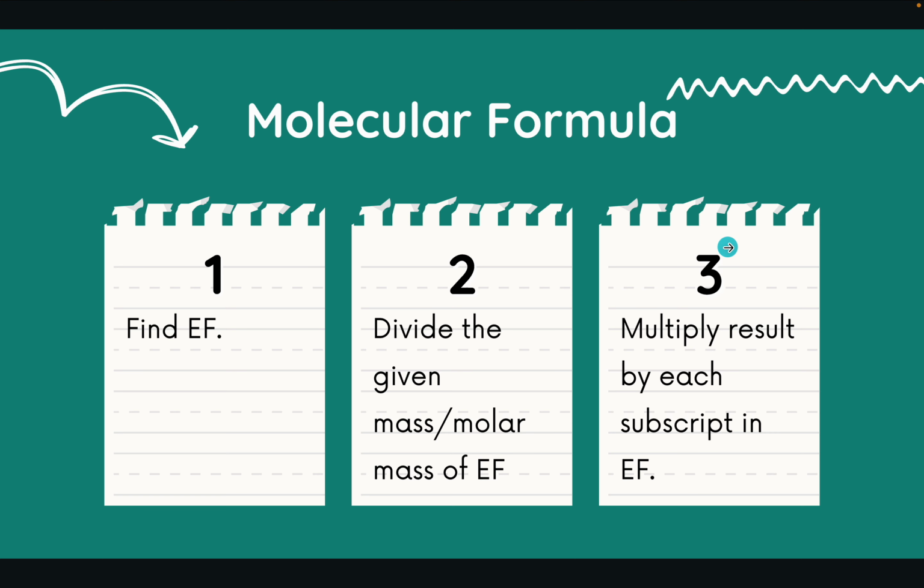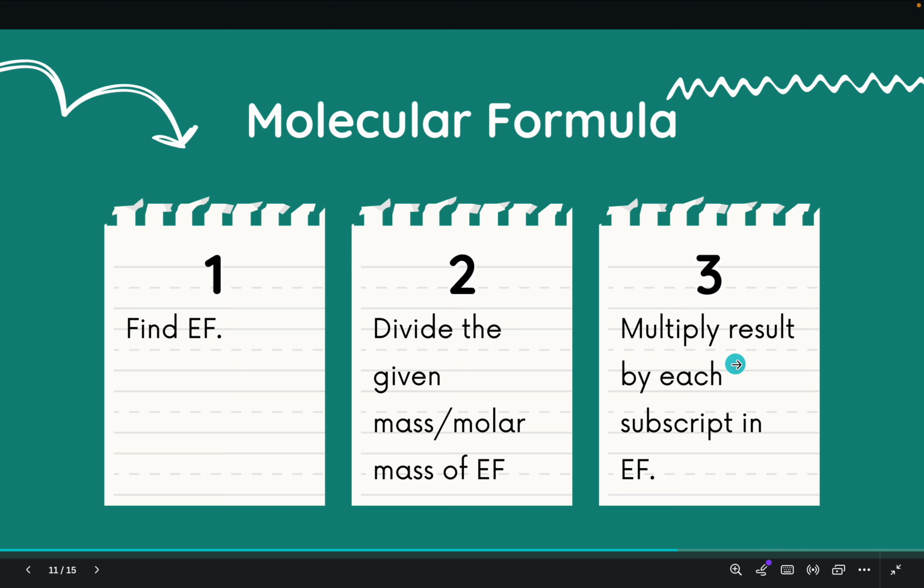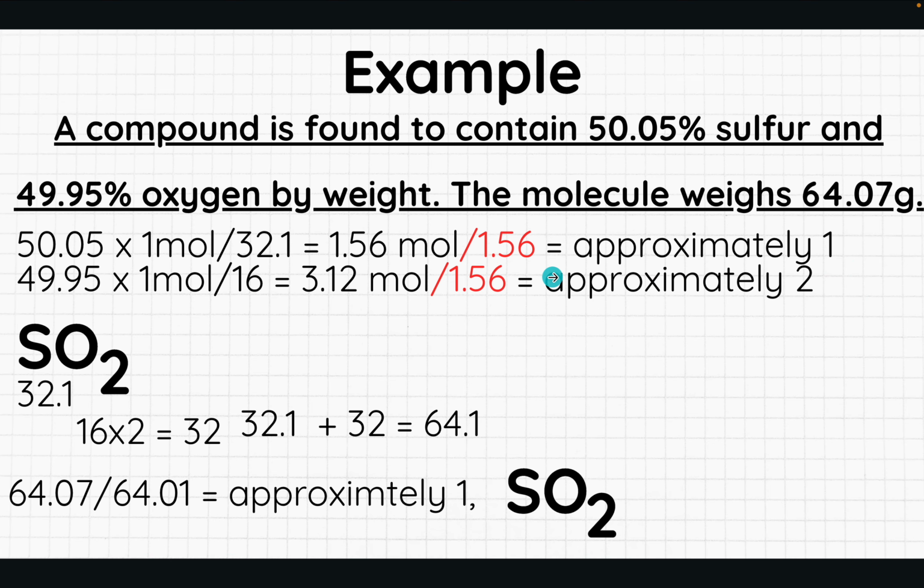Now, molecular formulas are related to this. You just find the empirical formula, then they'll give you a given mass, and then divide that by the molar mass of the empirical formula, and then multiply that result by each of the subscripts in the empirical formula. So let's take the same problem, but this time we're given the information that the actual molecule weighs 64.07 grams. So we found the empirical formula, which is here.